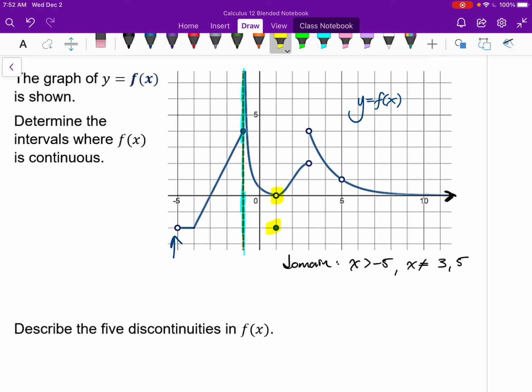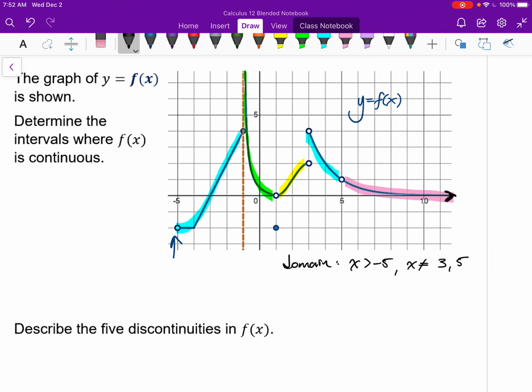Where is the function continuous? Well, in these sort of intervals. And so maybe I'll erase some of my highlighting here. For example, it's continuous from here to here, from -5 to -1. It's continuous from here to here, just after -1 up to 1. It's continuous from here to here. It's continuous from here to here. It's continuous from here to here forever. It's continuous in 5 little sections, but not between them.